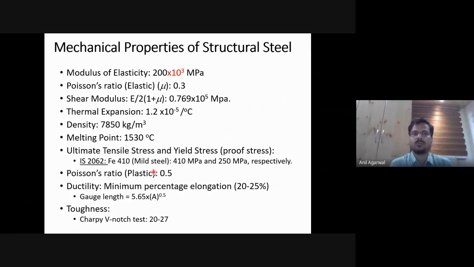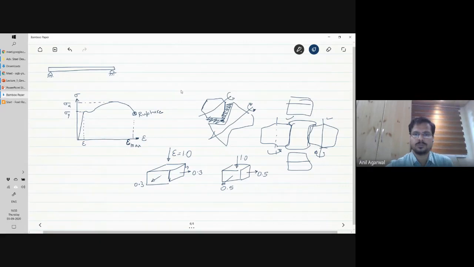And if the Poisson's ratio is 0.5, then can we calculate the shear modulus from elastic modulus? Elastic modulus is anyway 0. So, okay, ignore it. Okay, so we have to be mindful of the Poisson's ratio that we take under plastic conditions versus elastic conditions.